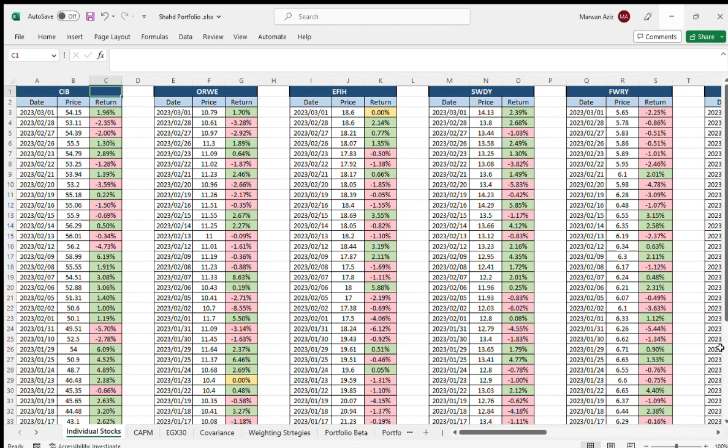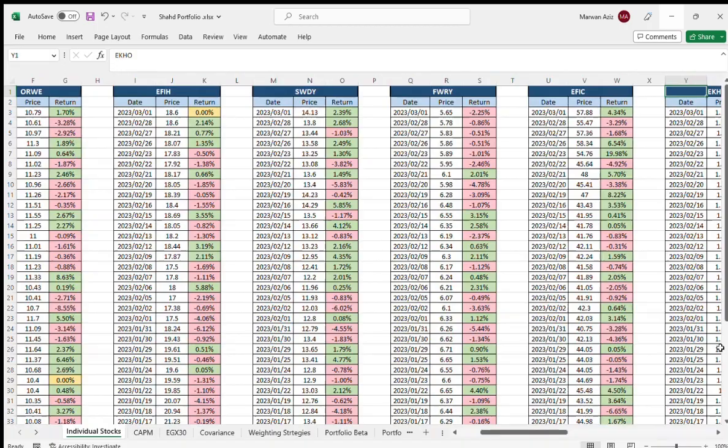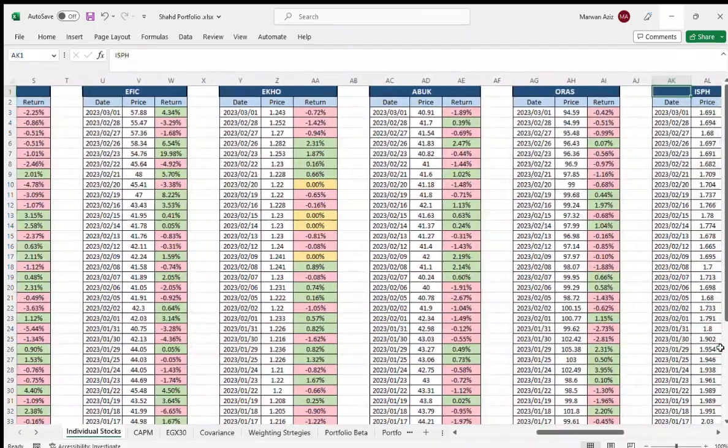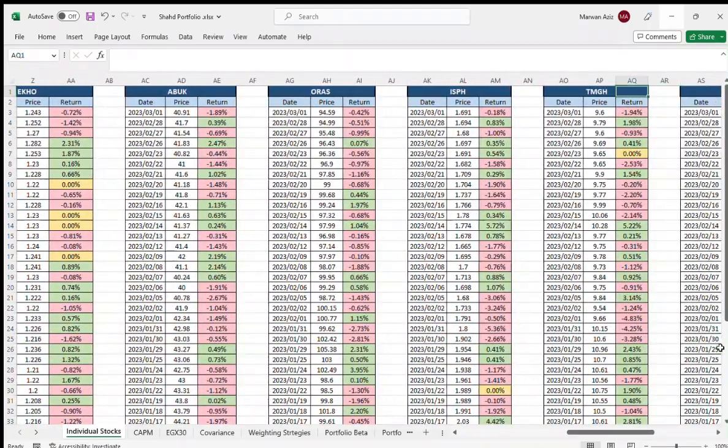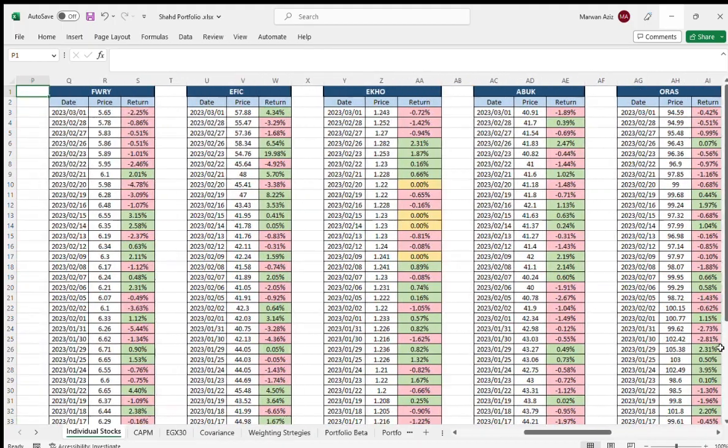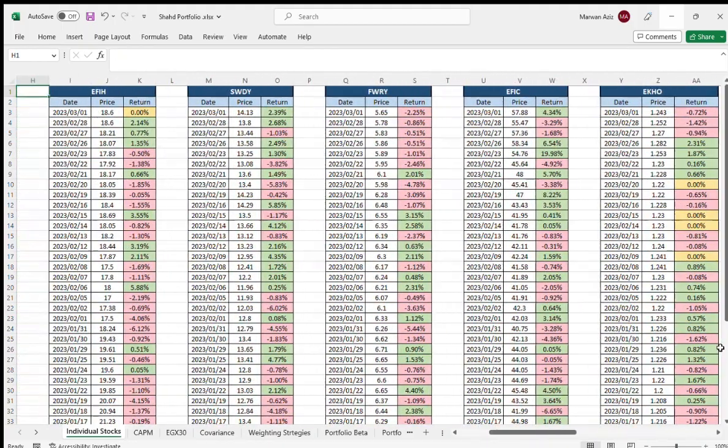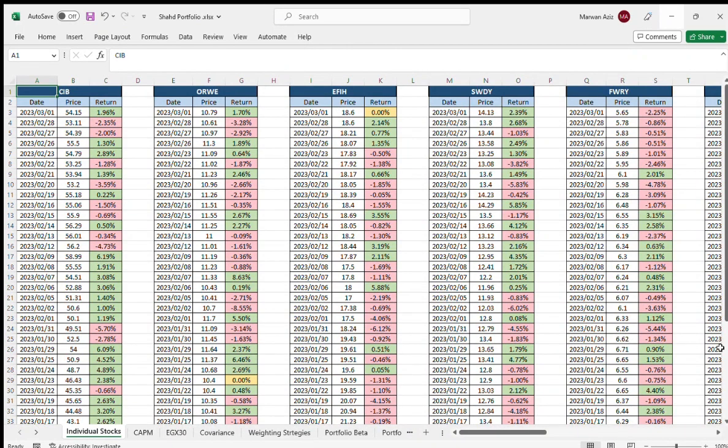First, I started to gather data for 15 stocks, which were the most actively traded stocks in EGX 30 for the last 3 months in 2022. So these are the stocks I gathered the information for. And for each stock, I gathered the information for 2 months from January 1st, 2023 until March 1st of 2023.